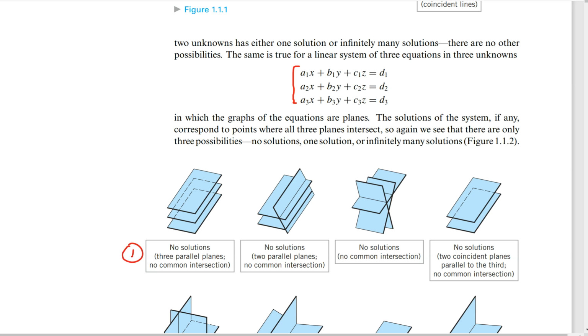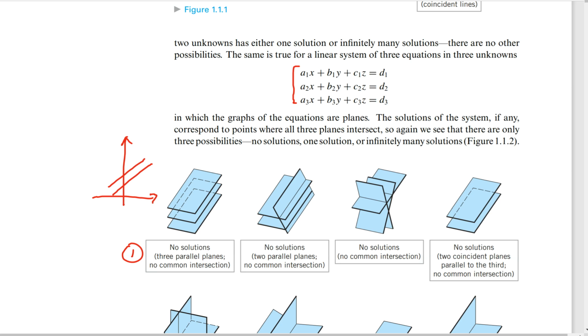First case is you have three parallel planes that are not overlapping, so no common intersection. So I'll try to draw some parallel with the case where you have two equations, two unknowns. The case that resembles this one is when you have two parallel lines that are not identical, so not overlapping, and in that case you have no solutions. So there are no points that are part of the three planes at the same time.